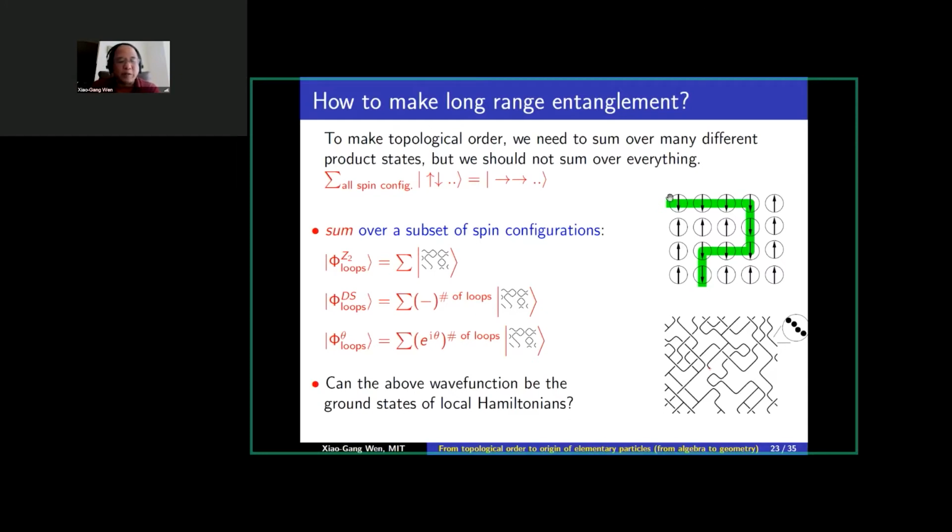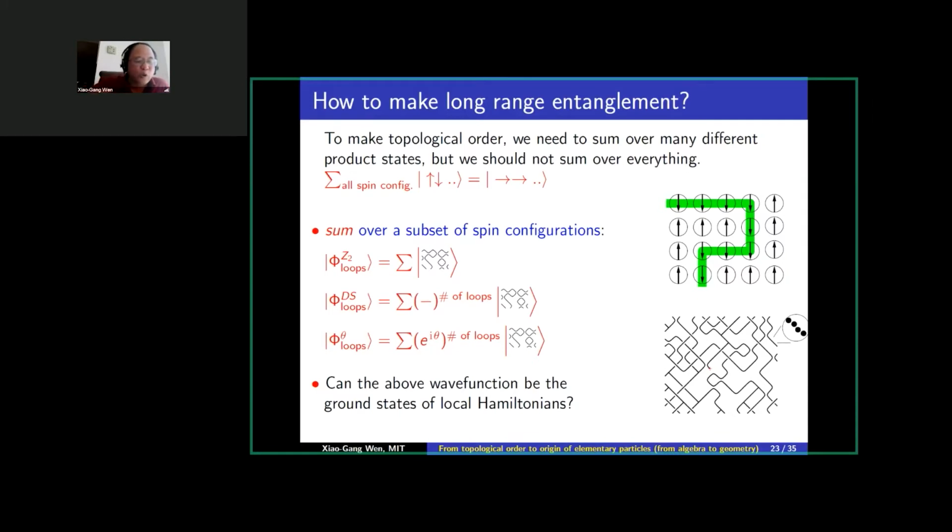The string forms a loop, actually. So we only sum over loops of down spin configurations. And that is a partial sum. Because assuming the down spins form a loop and only summing over loops is a partial sum. It's not summing over all spin configurations. And this is also called a quantum loop liquid. And this loop liquid has a long-range entanglement. And you can also have a different loop liquid. For example, you can have a loop liquid that is a summation over all loops with a plus sign in front of all the superposition. Or we can also have a plus or minus sign in front, like a different superposition. And this sign depends on the number of loops, whether an even number of loops or an odd number of loops. Okay.